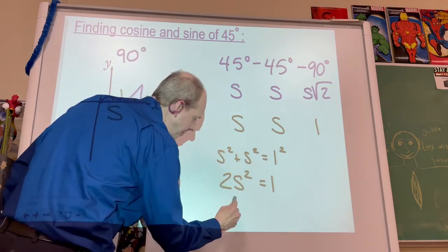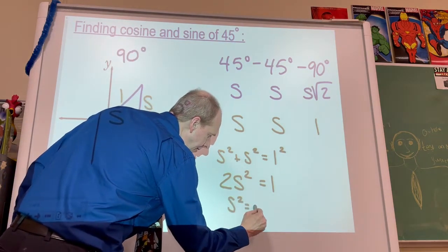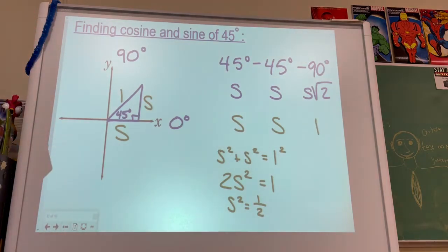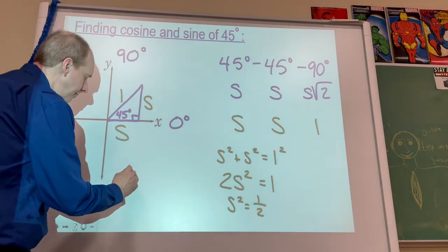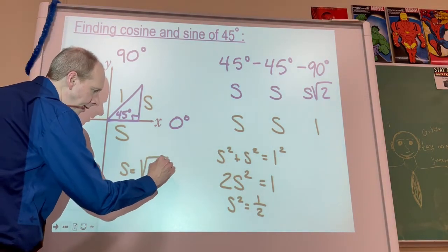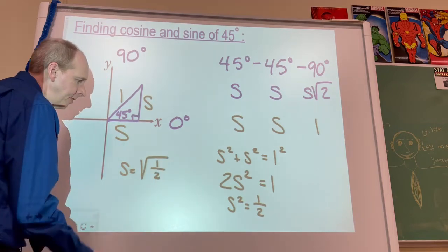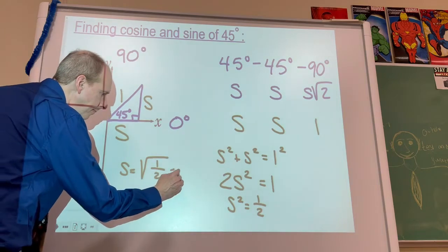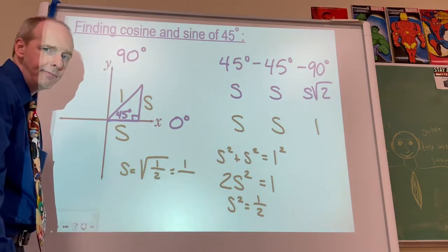Let's divide both sides by 2. So s squared equals 1 divided by 2. Take the square root of each side. So s is equal to the square root of 1 over 2. Do you know the square root of 1? It is 1. Do you know the square root of 2?